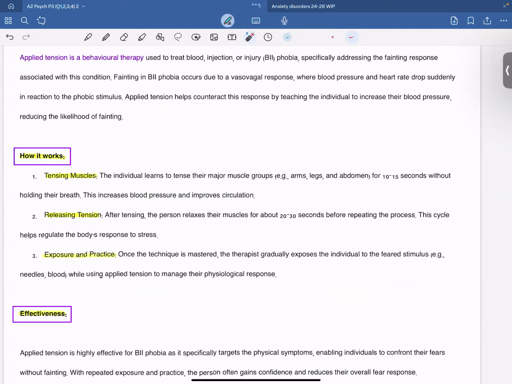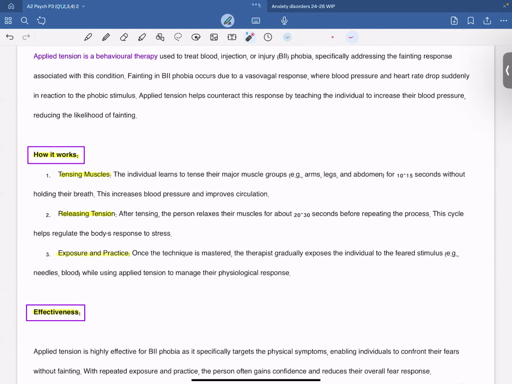Applied tension, to begin with, is a behavioral therapy. Applied tension is a behavioral therapy that is used to treat blood injection or injury phobia, specifically addressing the fainting response associated with this condition. So, specifically, you're trying to address the fainting response, which is a physiological response associated with this particular condition. So this being a physiological response, keep this in mind.